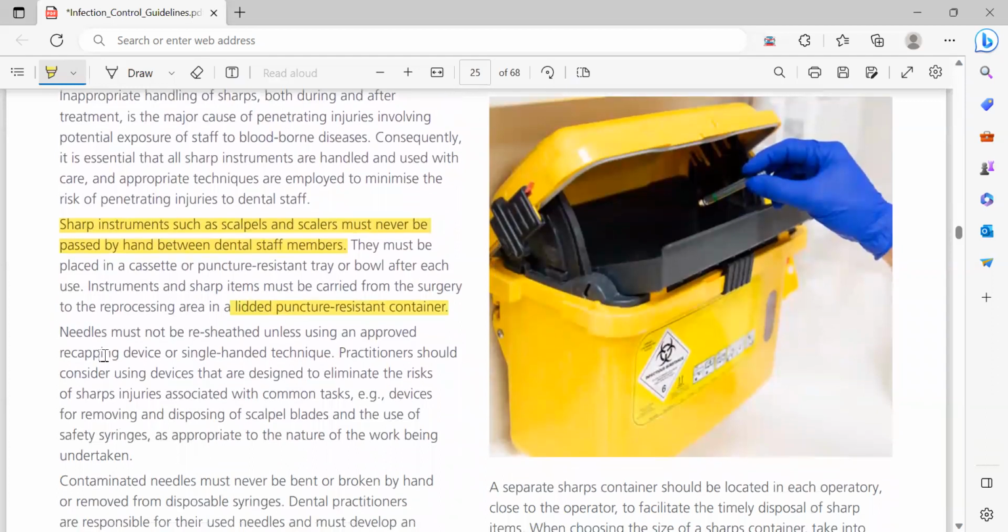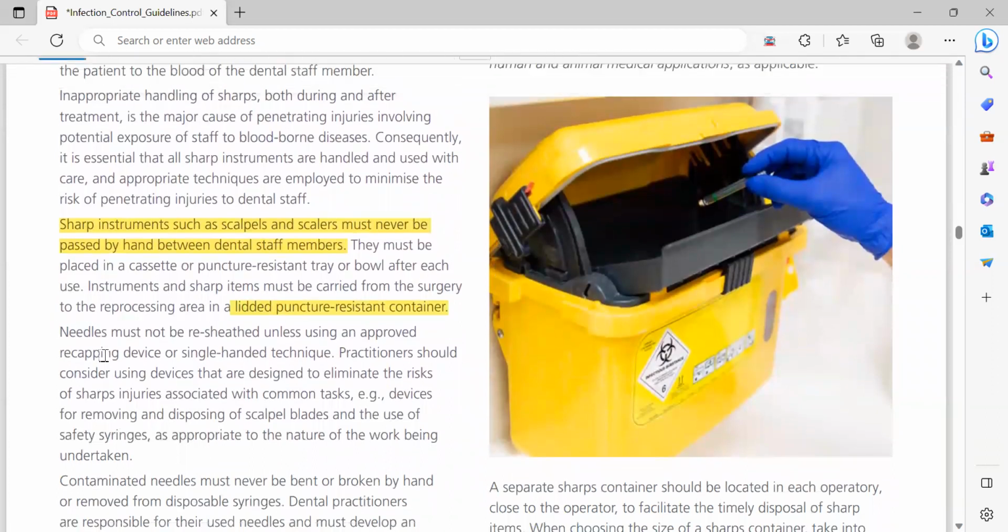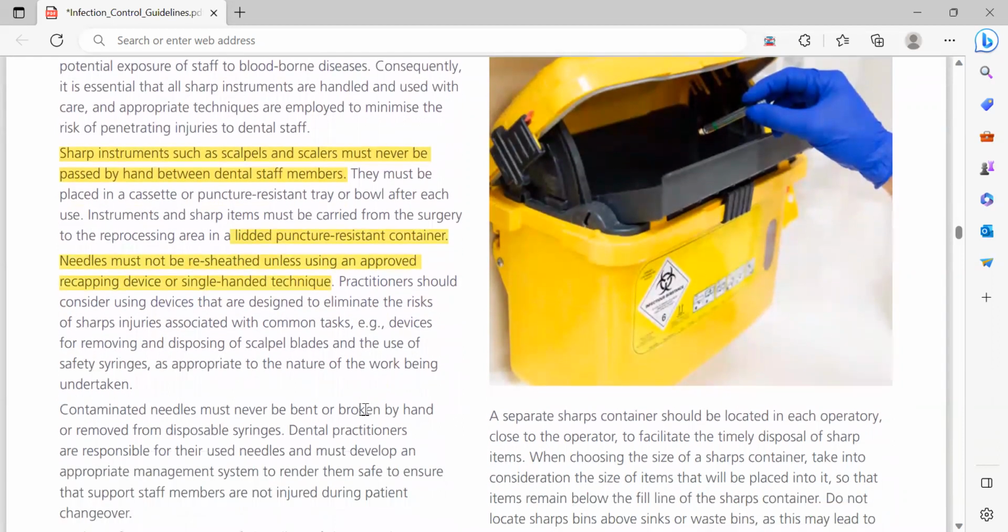And when you give the patient the injection, after that needles must not be resheathed unless using an approved recapping device or single-handed technique. You cannot resheath the needle by holding the cap in one hand and the syringe in the other hand.